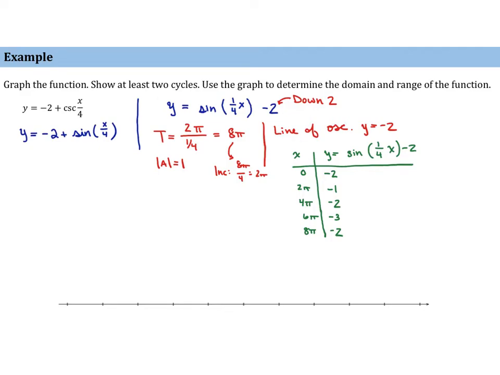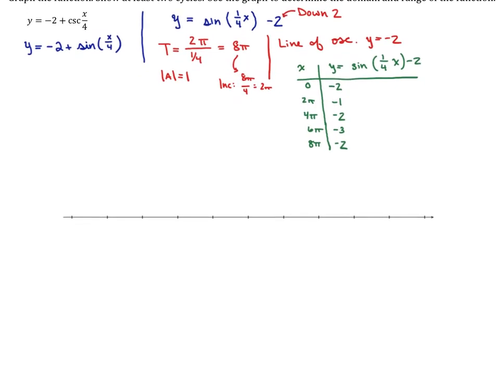So let's go ahead and mark off our x-axis. We'll start off with 0, and we'll increment by 2 pi: 2 pi, 4 pi, 6 pi, 8 pi, 10 pi, 12 pi, 14 pi, 16 pi, 18 pi, 20 pi. Then we will mark off our y-axis by finding x equals 0.